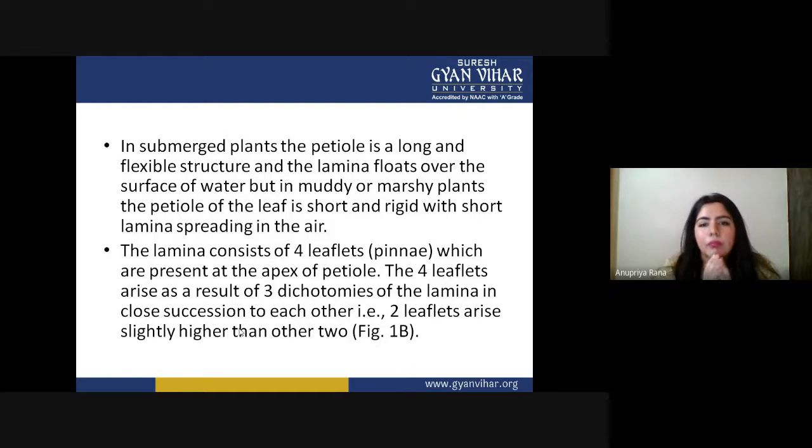So in the whole dichotomous arrangement, when we are talking about one pinna, two leaflets arise a little higher in comparison to the other two, because this height difference can keep them balanced inside the water or in the land situation also.